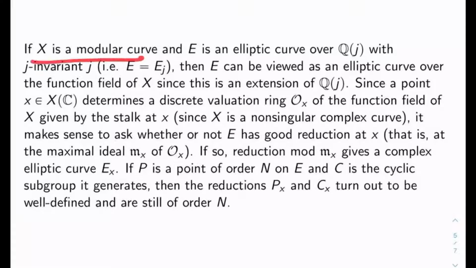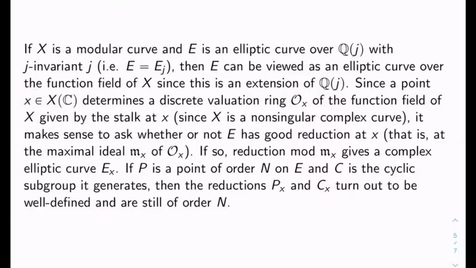If X is a modular curve and E is an elliptic curve over Q adjoin j with j-invariant j, for example, if you can take E to be the universal elliptic curve E sub j, then E can of course be viewed as an elliptic curve over the function field of X, because that's, as we just got done discussing, an extension of Q adjoin j. Since a point x in X sub C determines a discrete valuation ring O sub x of the function field of X, why is that true? Well, you can just take the stalk at x, the stalk of the point x in the modular curve.